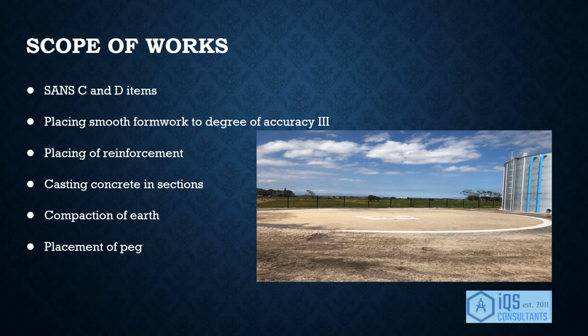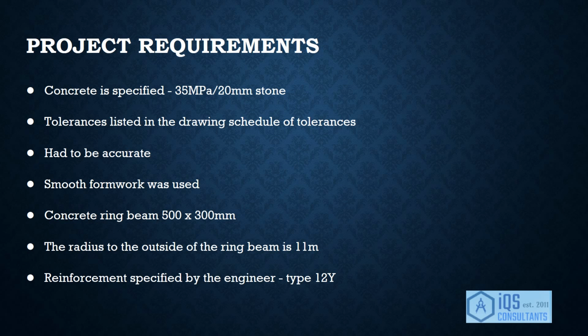Placing of Y12 steel reinforcement bars and R10 stirrups creates the reinforcement cage needed before the concrete is placed. The concrete is cast in sections due to the length of the ring beam. The middle of the reservoir is compacted to 95% mod AASHTO density, and the placement peg is put in place to identify the center of the reservoir. Further in this presentation would be the project requirements.